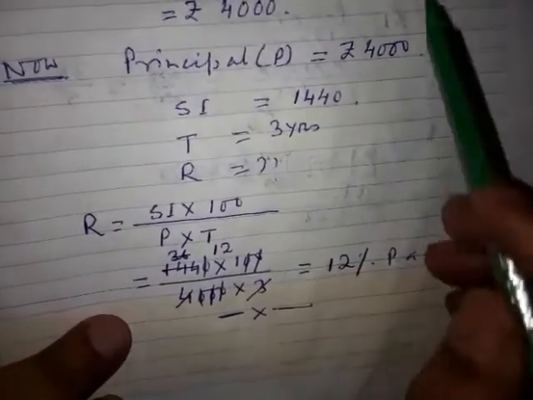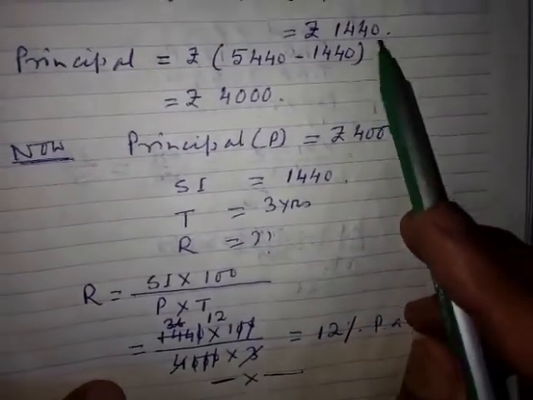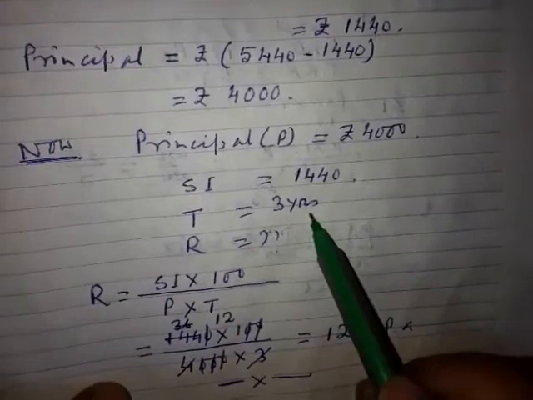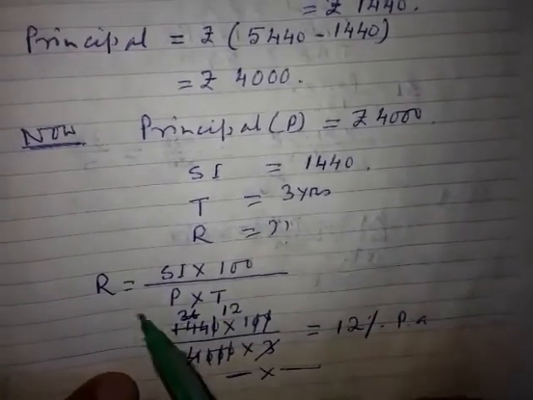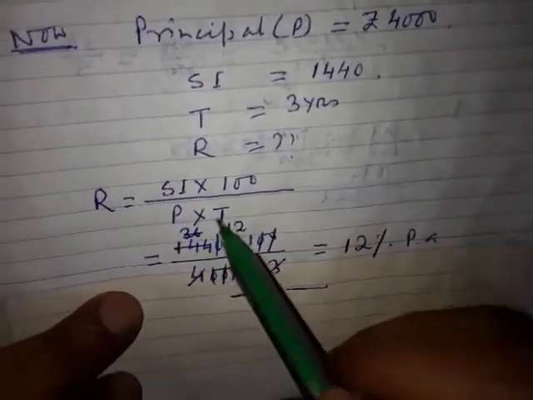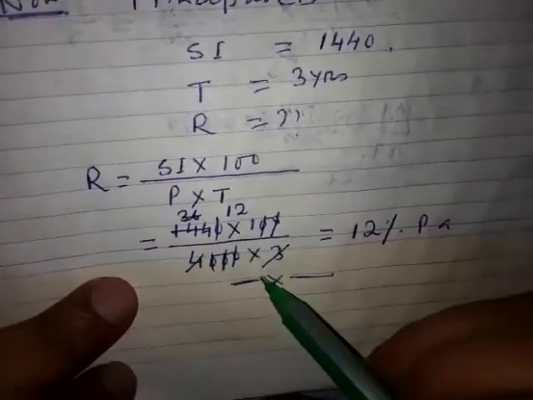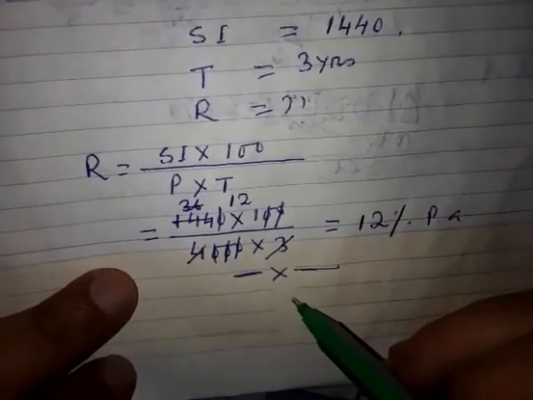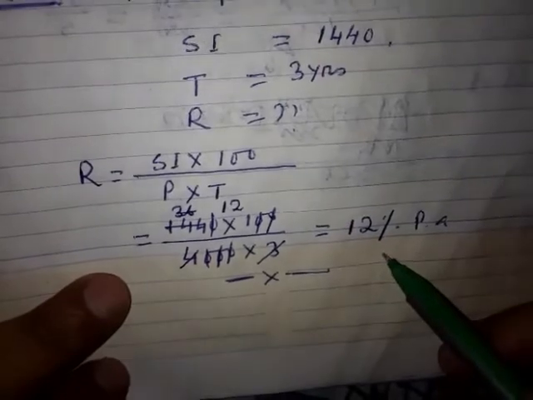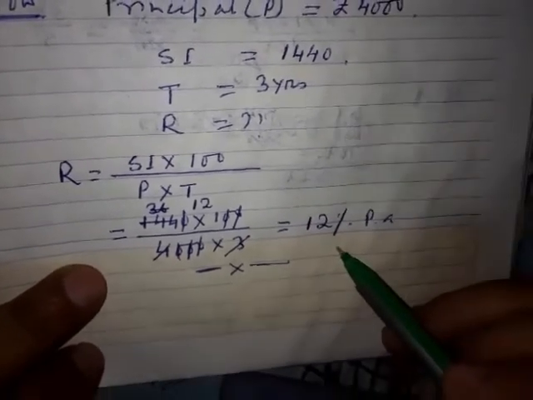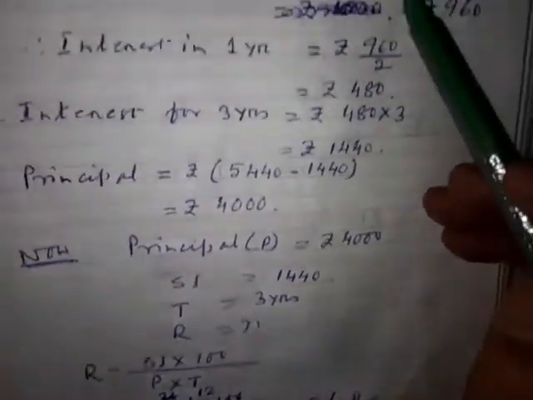Principal equal to how much? 4000. SI equal to how much for 3 years? 1440. Time equal to how much? 3 years. Rate is not known to us. R equal to SI into 100 by P into T. You put the value of all. After putting the value of all and doing the simplification, you are going to get 12%.